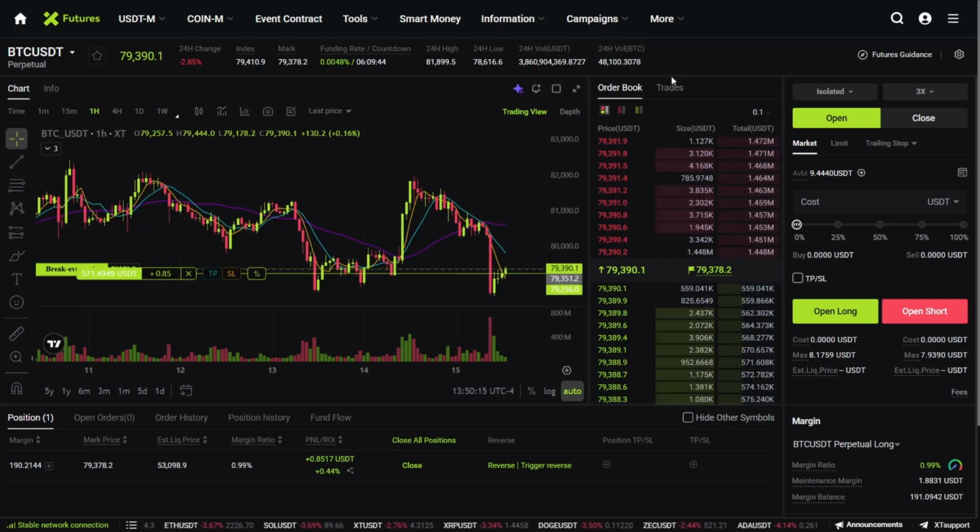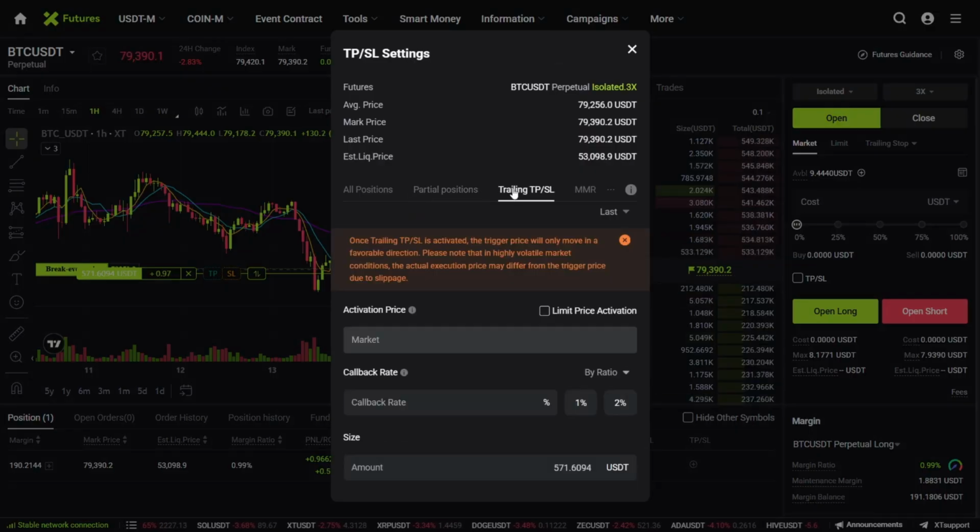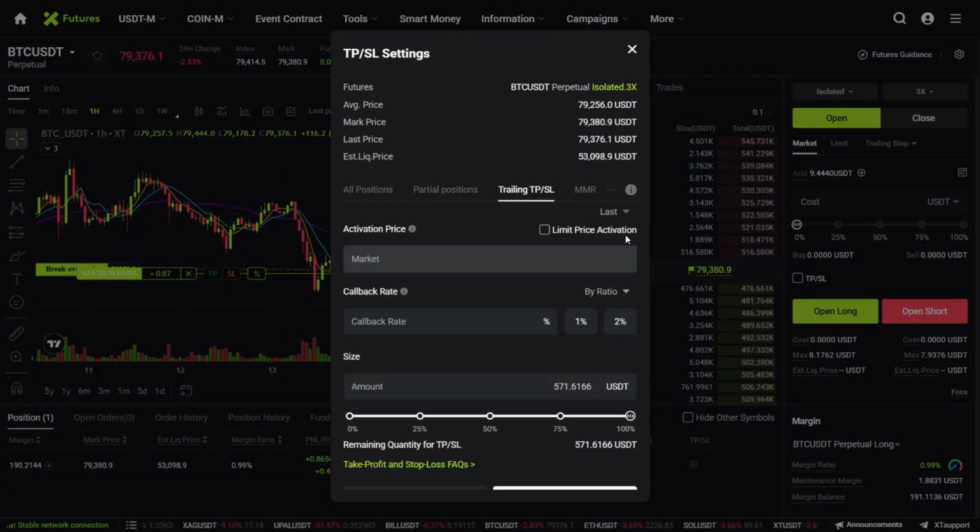To add a trailing stop order to our existing position, we can head down to take profit and stop loss and click on trailing TP and SL. As we briefly explained before, a trailing stop loss is a type of stop loss that automatically moves with the price as it goes in your favor. This can help you lock in profits while still giving the trade room to grow.